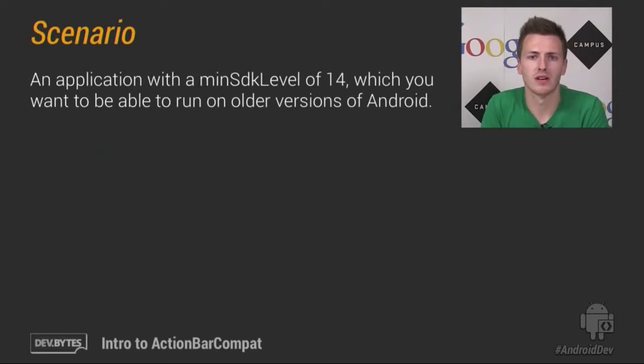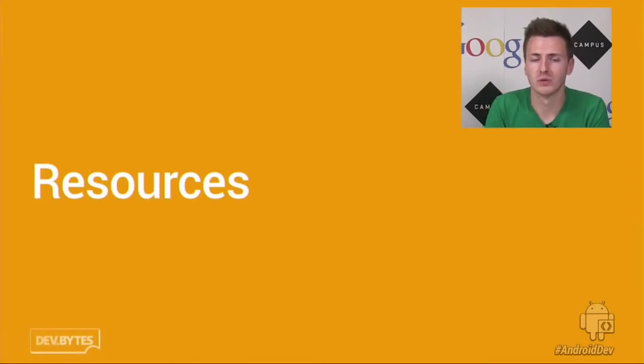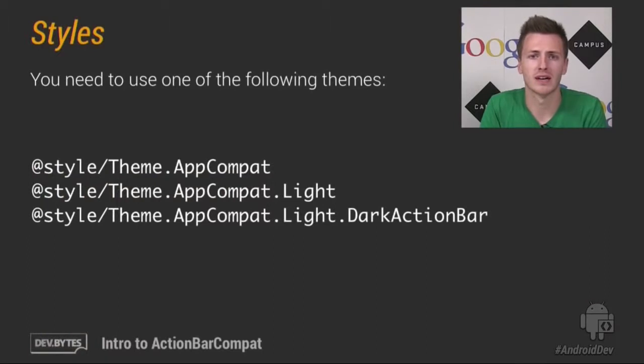So for the rest of this DevByte, I'm going to go through a scenario, and that scenario is that you have an application which works on Ice Cream Sandwich and above, but you want it to work on devices from 2.1 and above instead. The first thing we need to look at are your resources, specifically your menus and your styles. So ActionBarCompat includes 3 styles which you must use, either directly or indirectly. And they are Theme.AppCompat, Theme.AppCompat.Light, and Theme.AppCompat.Light.DarkActionBar.